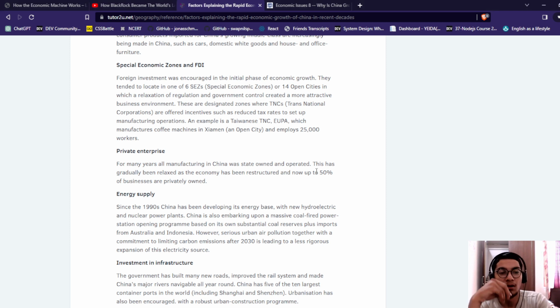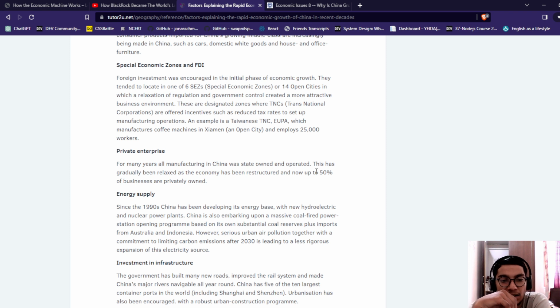Private enterprises. For many years, all manufacturing in China was state owned and operated. This has gradually been relaxed as the economy has been restructured, and now up to 50% of businesses are privately owned.